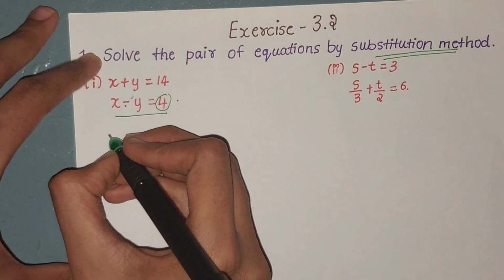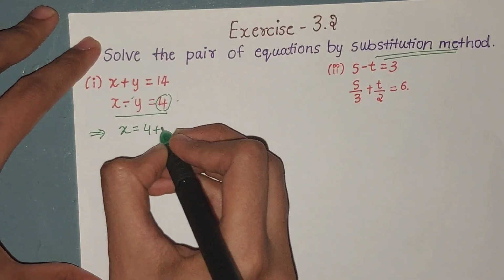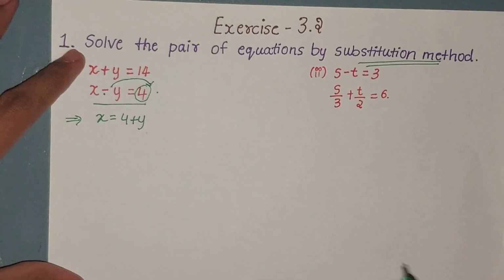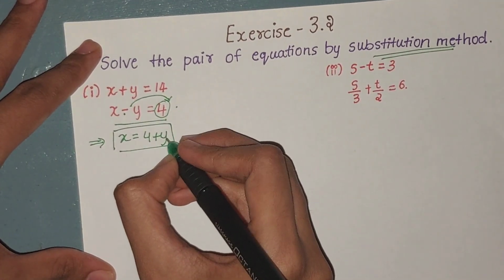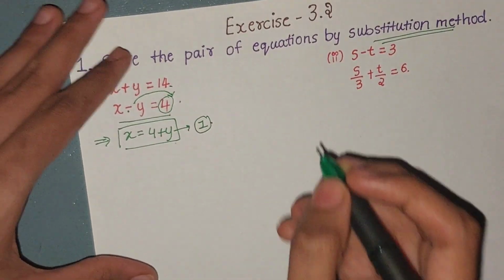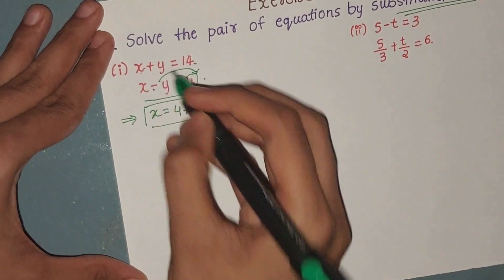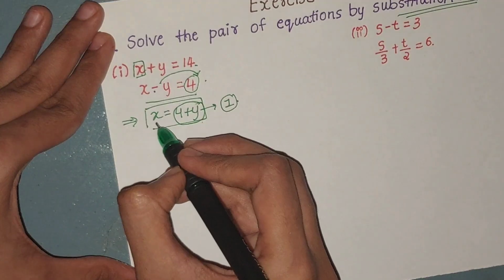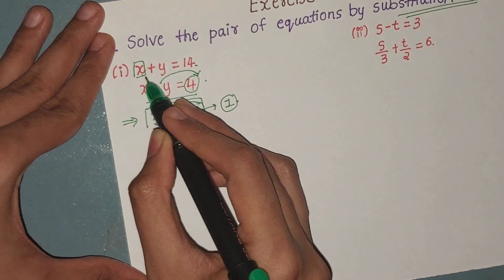So what I'll do is x is equal to 4 plus y. Minus y, when it comes here, will become plus. So this is going to be my equation number 1. I'm going to substitute this into this. Now in place of x, I'm going to substitute this. Why? This is equal to x, and that is why I'm going to put this into this.